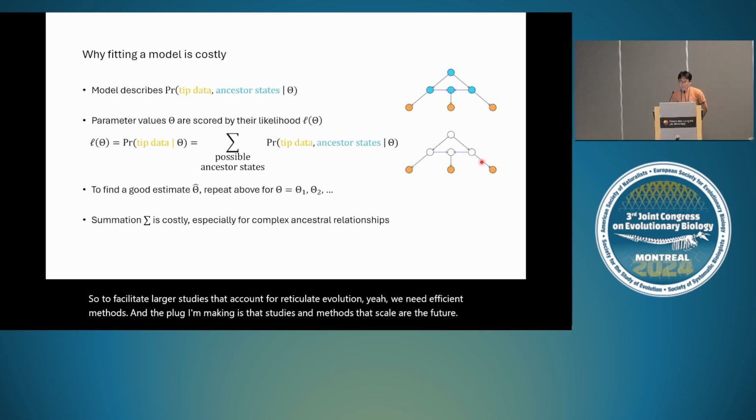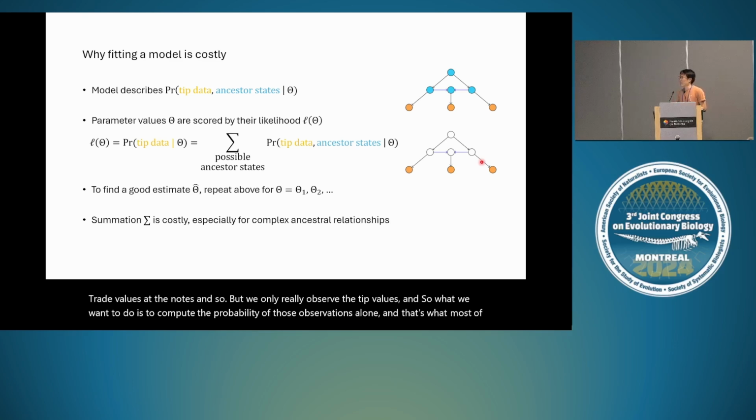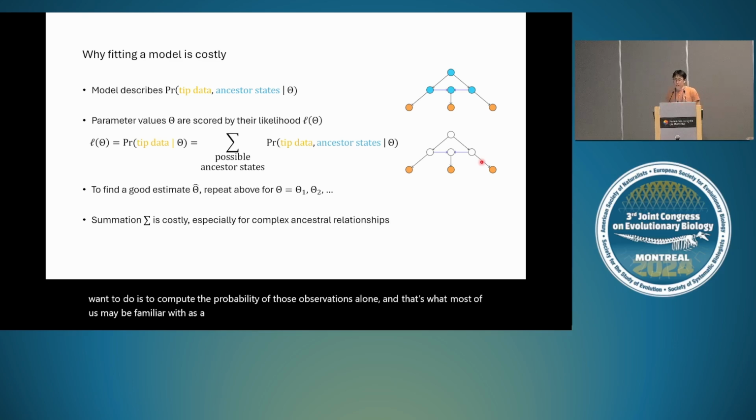Okay, this is just a brief overview of why fitting a model is costly. Our model tells us how to compute the probability of observing trait values at the nodes. But we only really observe the tip values, so what we want is to compute the probability of those observations alone. That's what most of us may be familiar with as a likelihood, and it's how we score different parameter values for our model.